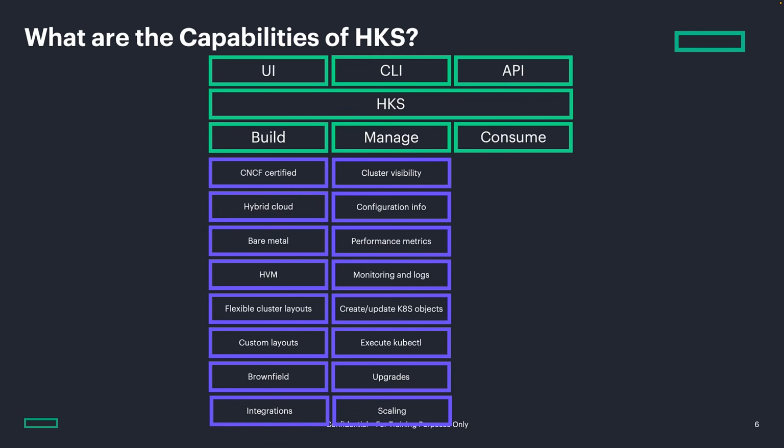Under the Manage Capabilities pillar, HKS provides comprehensive cluster visibility for all clusters managed within the platform, presenting detailed information on the cluster such as configuration and object information, logs, performance metrics, and much more in a unified UI, dramatically simplifying operations. With HKS, you gain the ability to monitor the status and health of both the cluster and its associated elements via monitoring and logging in the user interface.